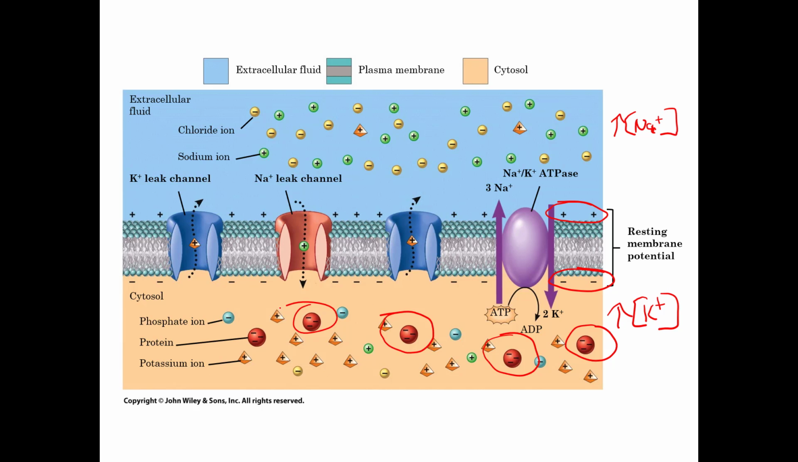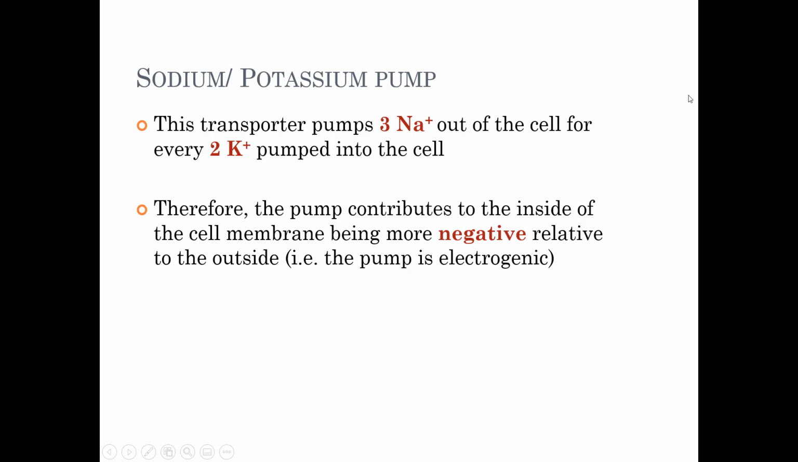It's characterized by a high concentration of sodium outside the cell, a high concentration of potassium inside the cell, and a membrane potential of negative 70 millivolts. Okay? So this is just going to summarize what I just said, these next slides. The sodium-potassium pump contributes to membrane potential by transporting 3 sodiums out for every 2 potassiums in. It is pumping more positive ions out of the cell and fewer positive ions inside the cell. So it contributes to the inside of the cell membrane being more negative relative to the outside.